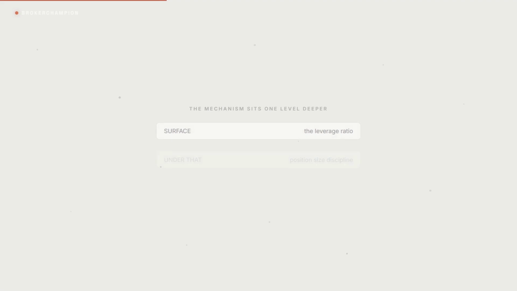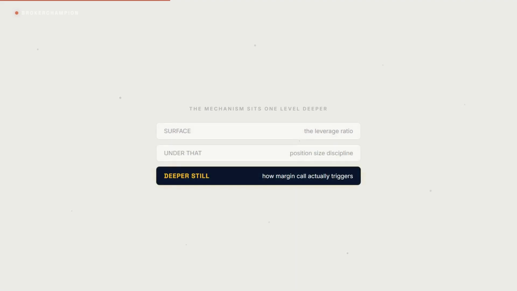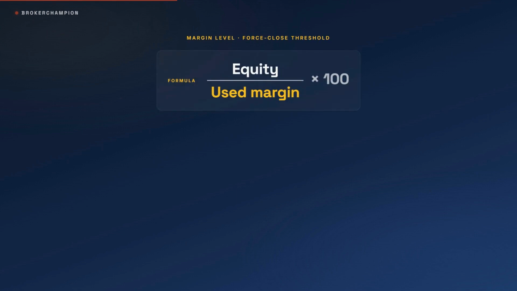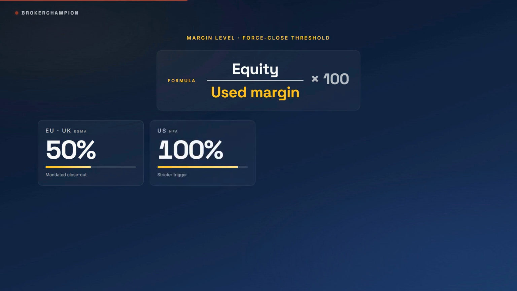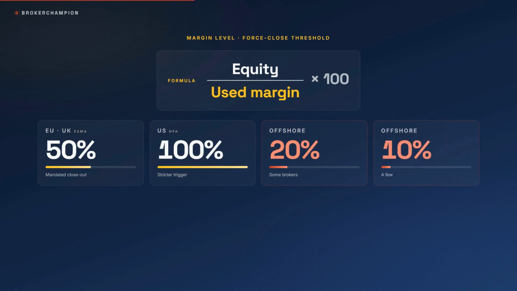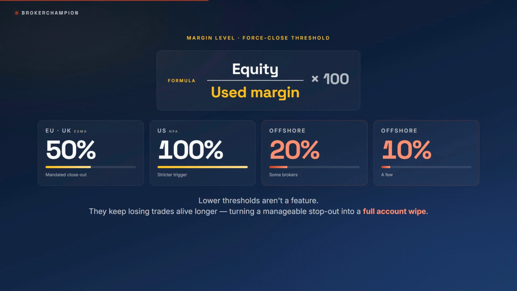That's the misconception out of the way. The mechanism most people miss sits one level deeper in how margin call actually triggers. Every broker sets a margin level, equity divided by used margin times 100, below which your trades start getting force closed. In Europe and the UK, ESMA mandates closeout at 50%. In the US, the NFA wants 100%. Offshore, some brokers let you ride down to 20%. A few let you ride to 10%. And that sounds like a feature. More room before liquidation, right? It's the opposite of a feature. Lower closeout thresholds keep losing trades alive longer. They turn what should have been a manageable stop out into a full account wipe.